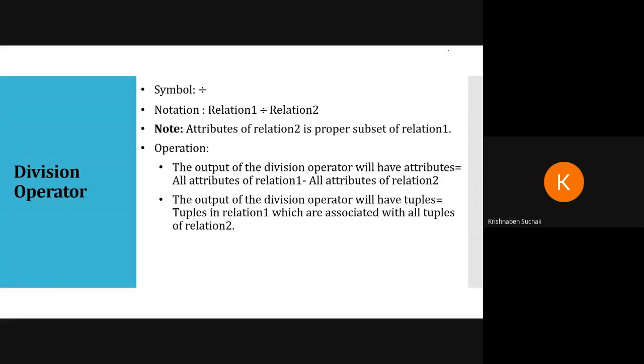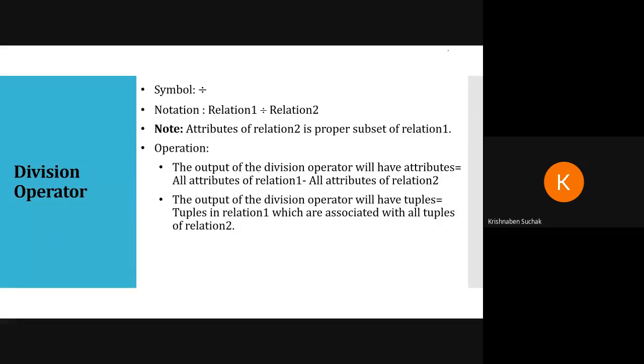Do one thing, please make a note in your notepad or in your word file, so that tomorrow I will ask you queries and you have to answer which query has which kind of notation. Or you have to answer me the examples of the notation or query. Okay.